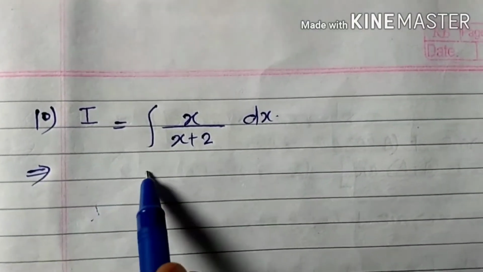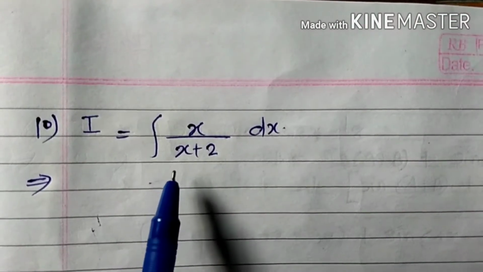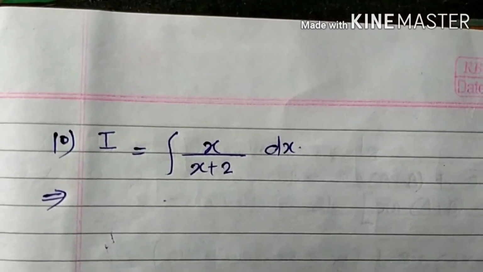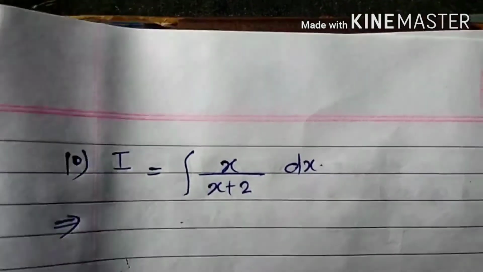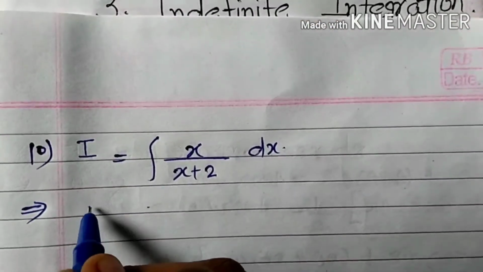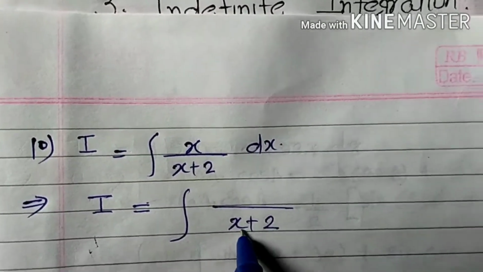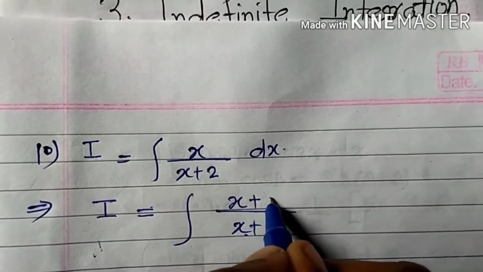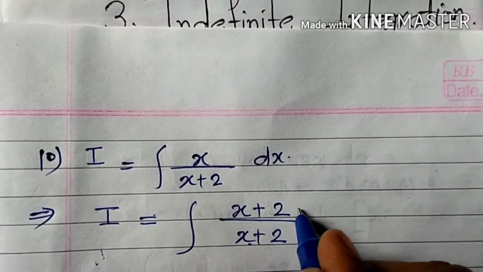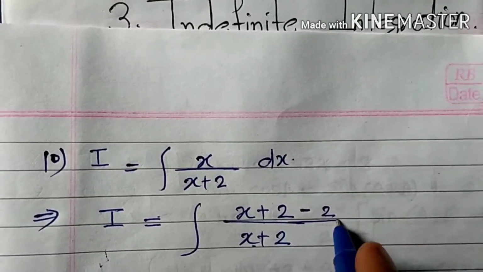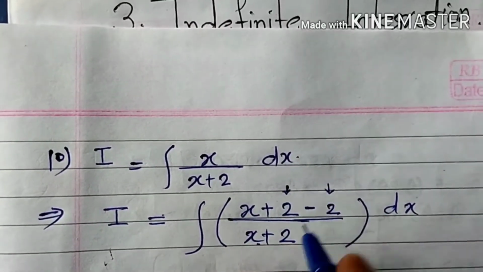Now the next example is I is equal to the integration of x upon x plus 2 dx. Student, remember there is no rule for quotient. So here we have to adjust numerator into denominator. Sorry, denominator into numerator. It is like that. I is equal to the integration of this x plus 2 as it is. We have to adjust this into this. So x plus 2. But here there is only x. So 2 is additional, so it will become balanced by minus 2. This 2 and this minus 2 are additional.